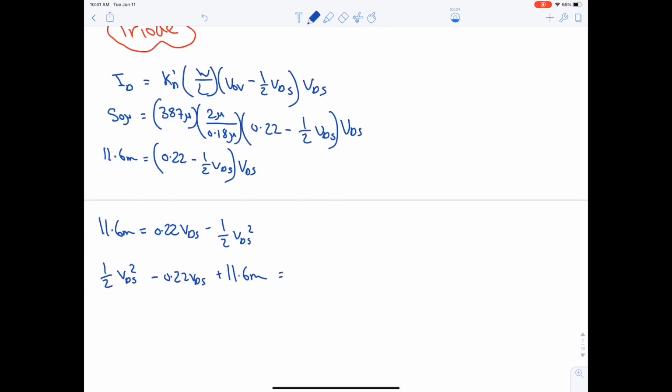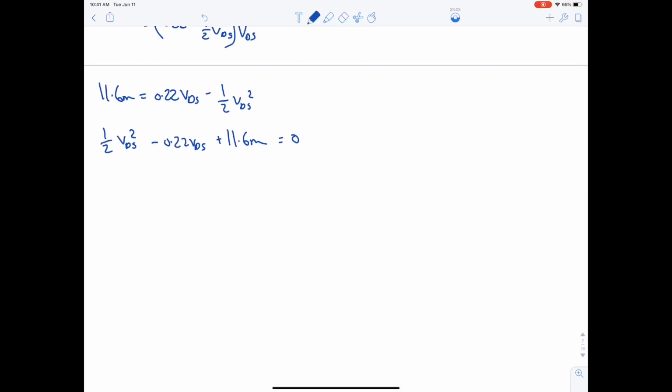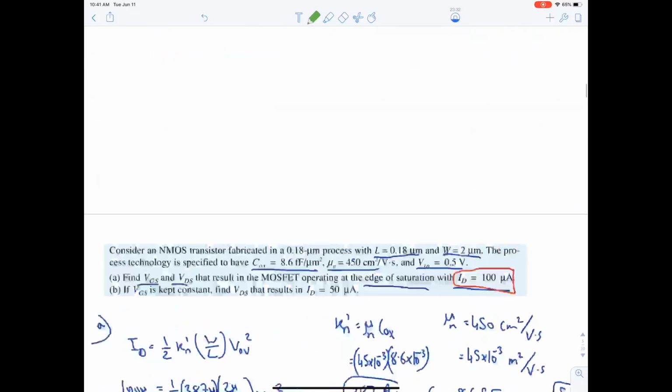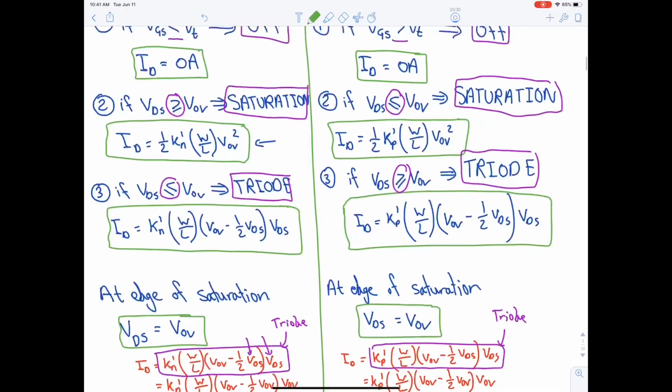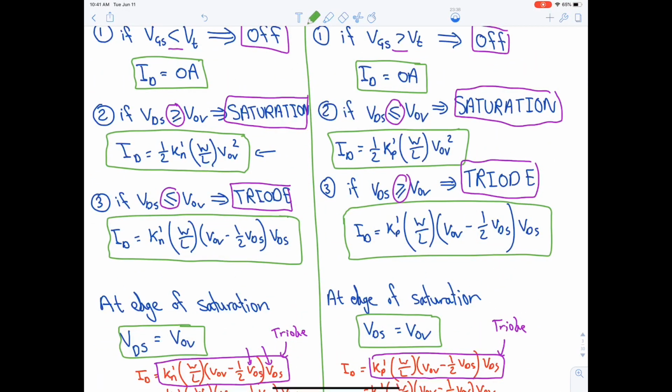Solving this using the quadratic equation with the calculator, you will get VDS equal to 0.06 and 0.38 volt. Now we are in NMOS, so we have to pick the positive number, but both of them are positive. So what are we going to do? We need to check, are we really in triode mode in both of those numbers? Let's check. What is the check for the triode in NMOS? It's VDS less than or equal to VOV.